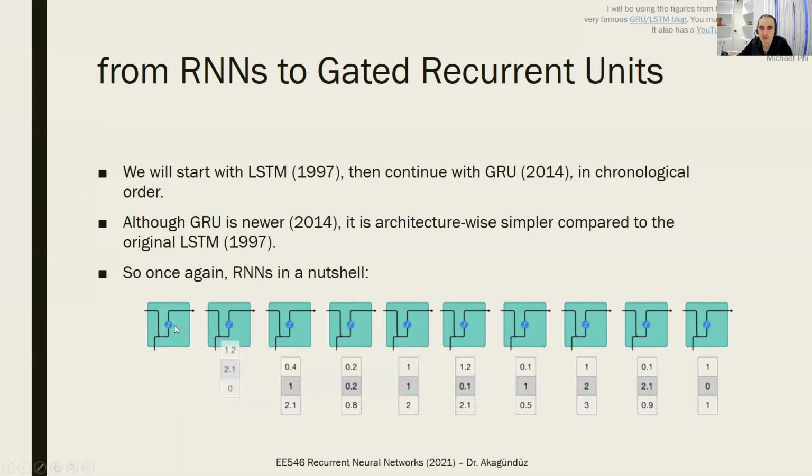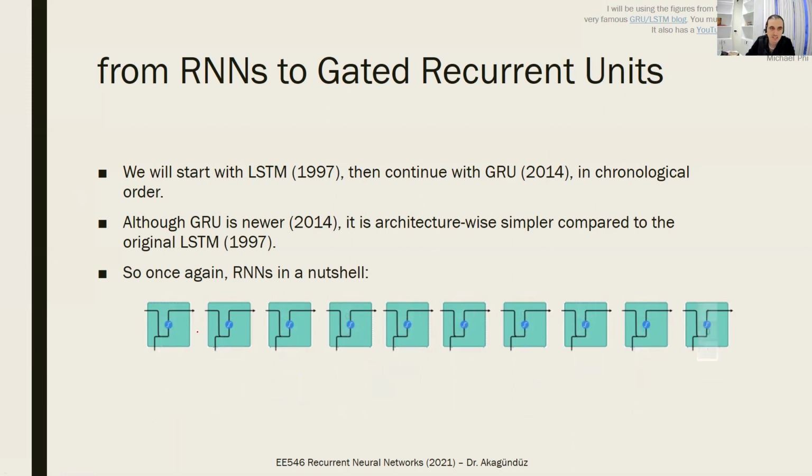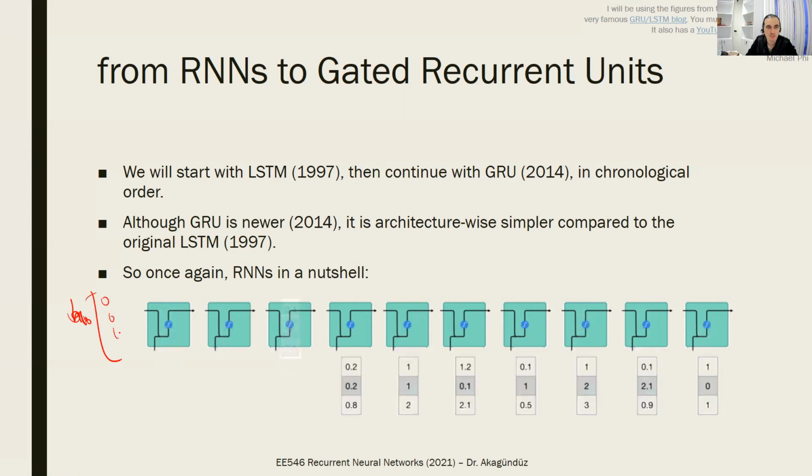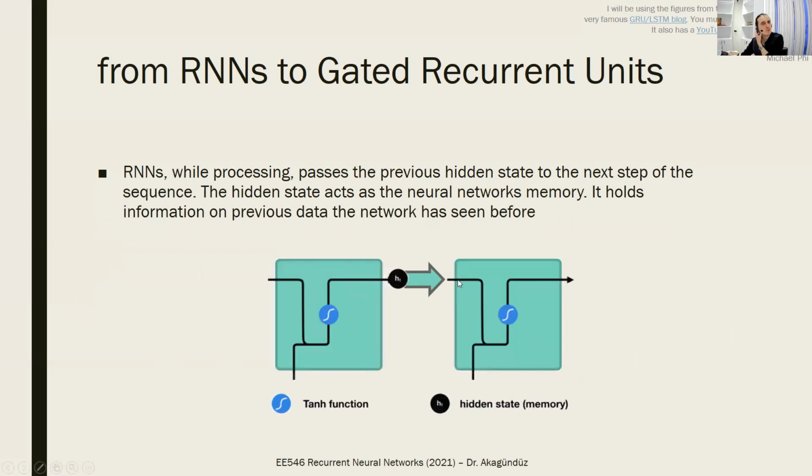An RNN is a single network which is called over and over again for a sequence. So this is my sequence, I'm calling it. I'm feeding here the hidden state, the first hidden state. Let me just call it A, for example. A0, traditionally all zeros. So this is A1 being fed here, A2 being fed here. So in an RNN, while processing, we're passing the previous hidden state to the next.